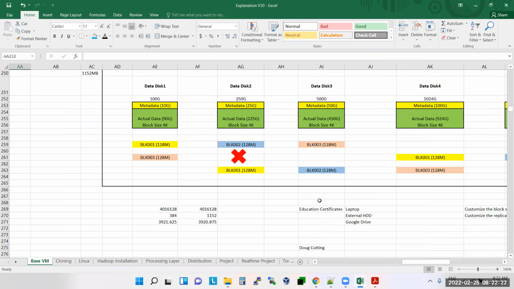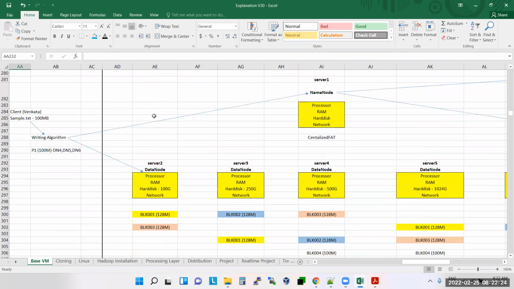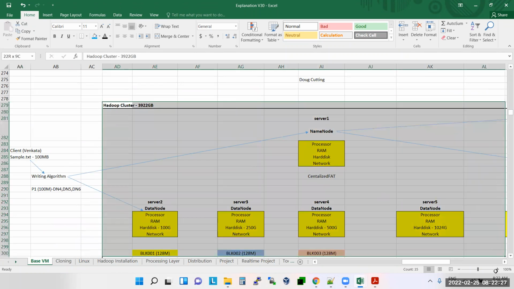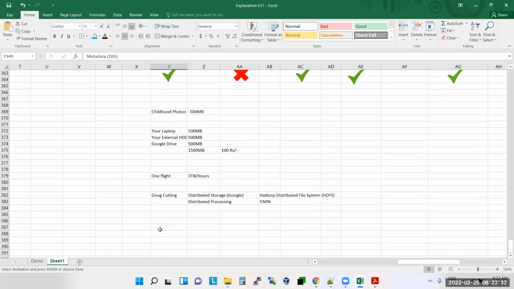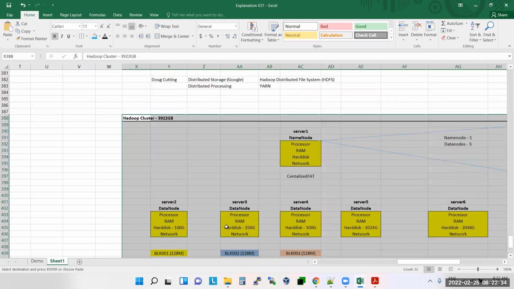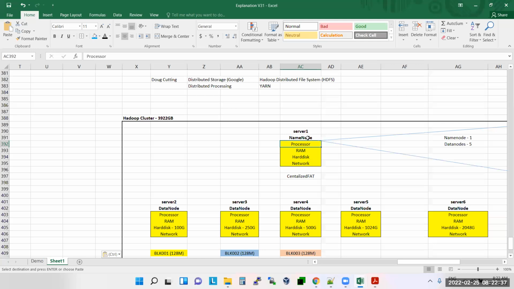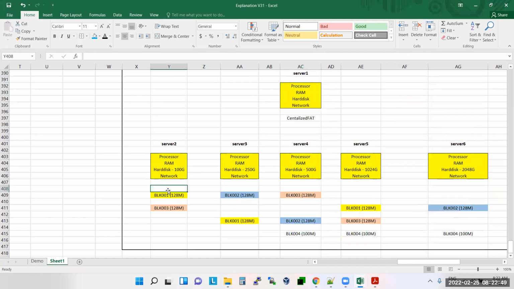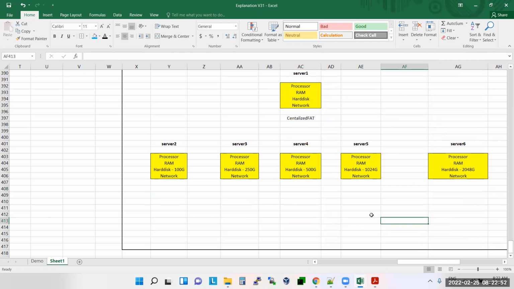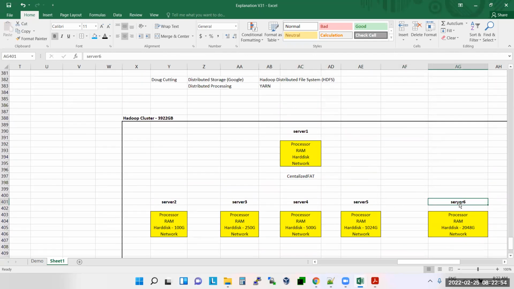So now let us take it. I'm taking a Hadoop cluster like this. I'm taking server 1. How many servers am I taking in total? I'm taking 6 servers.